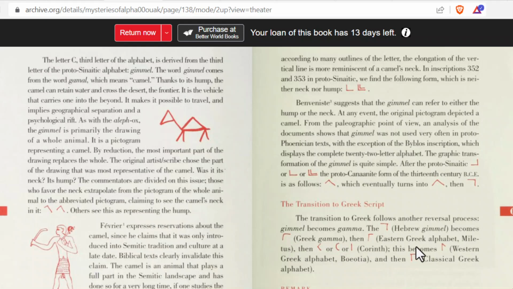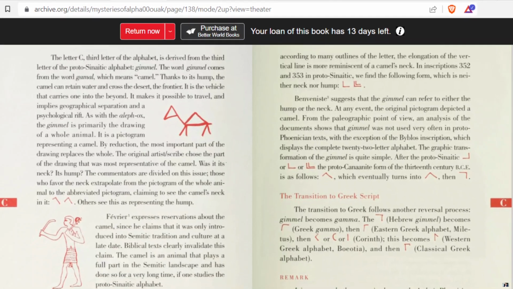Then this symbol, Eastern Greek alphabet. Then this or this or this symbol. This becomes this symbol, Western Greek alphabet. And then this symbol, Classical Greek alphabet. So let's go to the next page.